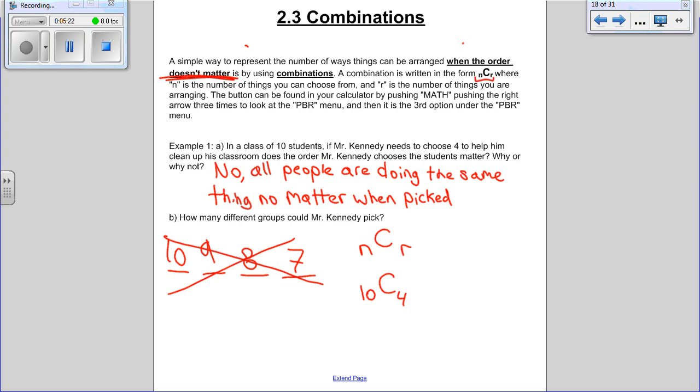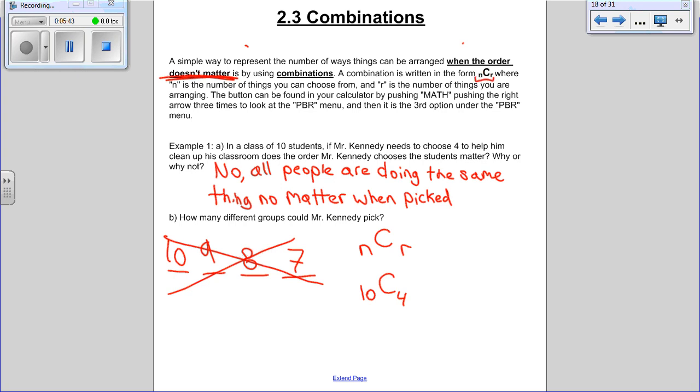R is the number that you're actually choosing. So if there was 10 total I could choose from, I chose 4 of them. The bigger number will always be the first number. This is a button in your calculator. So depending on your calculator depends how you do it. What I do is type 10 first.